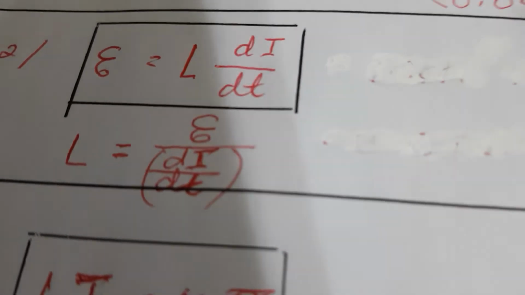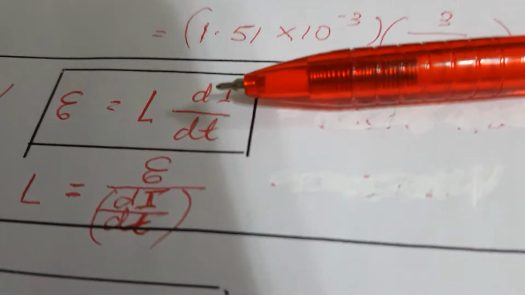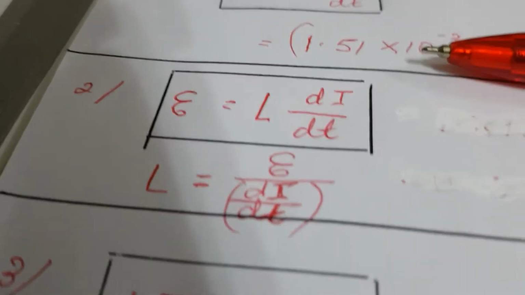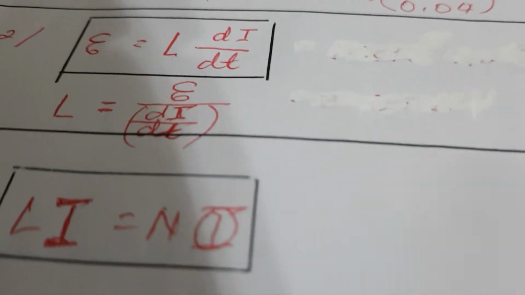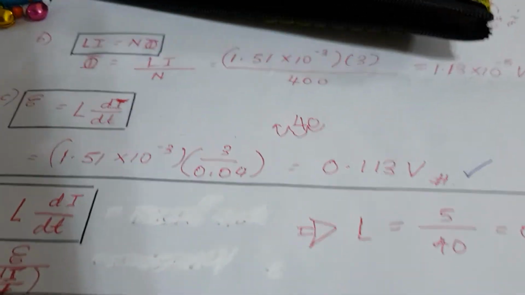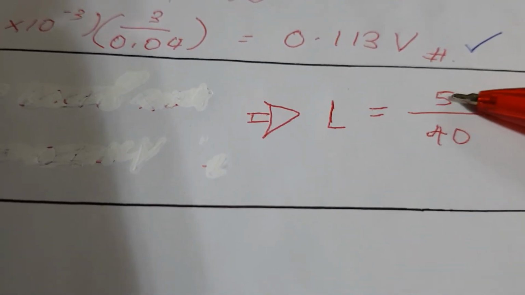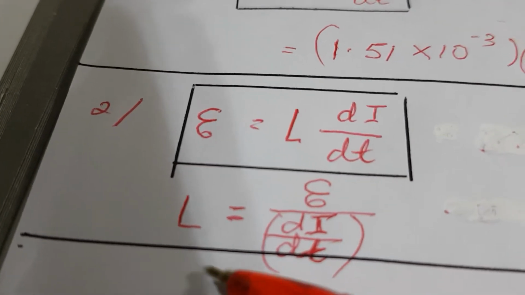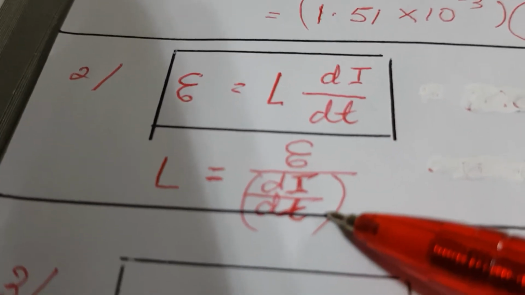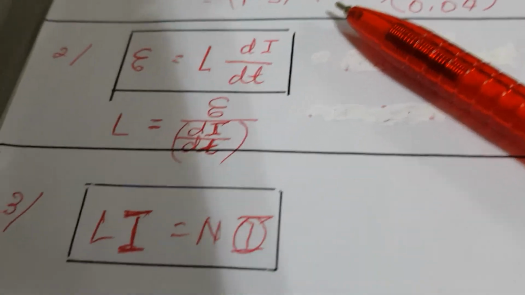So L equals EMF divided by di per dt. So you put all the information inside. Your EMF is supposed to be 5, and this divided by 40. What is 5 here? Your 5 here is your EMF, and your di per dt is 40. How do I know? Look at the question. It says 40 ampere per second.